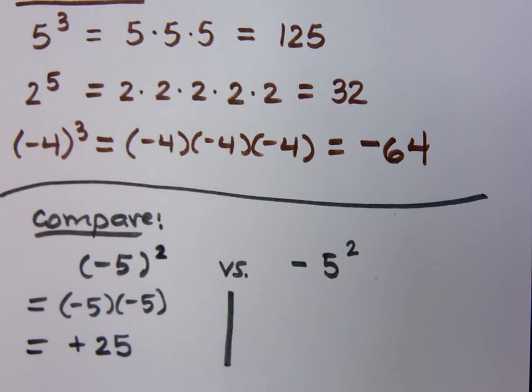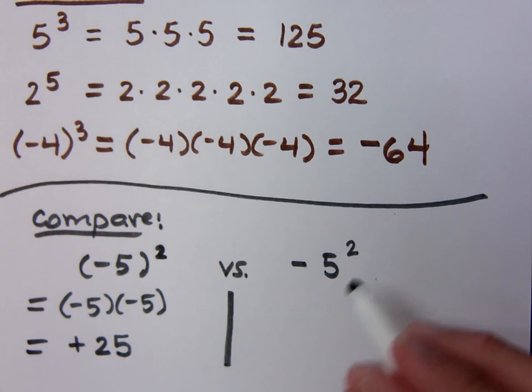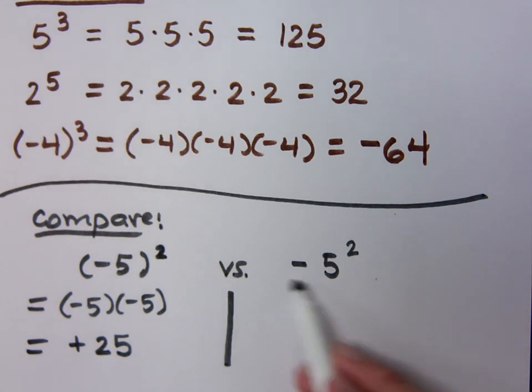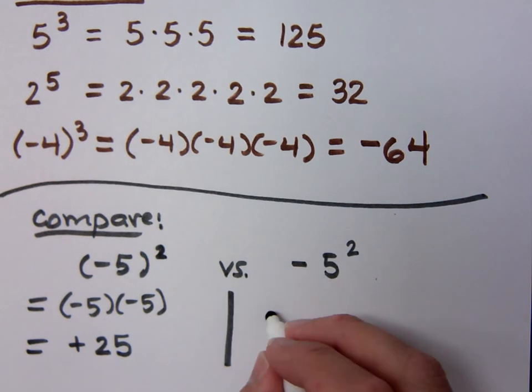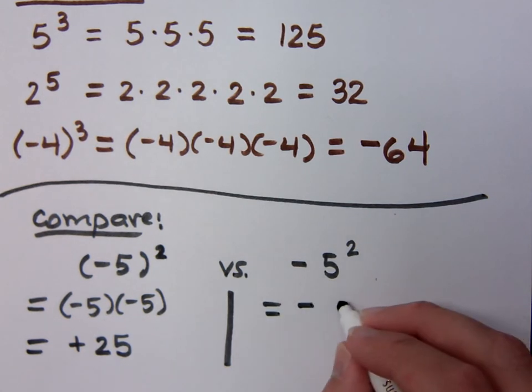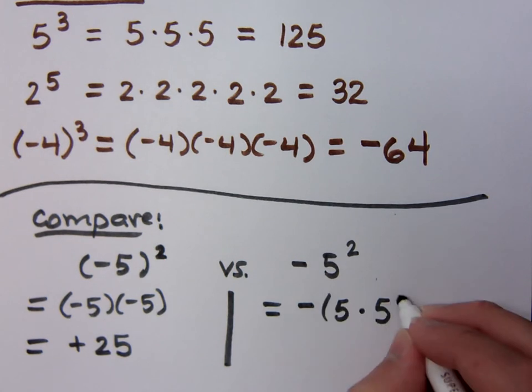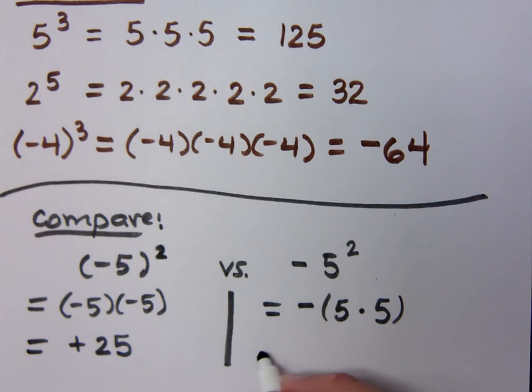Actually, it doesn't. With the way that this is written, what comes first? What are you doing to the 5 first? Are you squaring it, or are you multiplying times a negative? What comes first? The exponent takes precedence, right? So what this really means is that you have negative 5 times 5. That's what it really means. And so in this case, you get a negative 25.